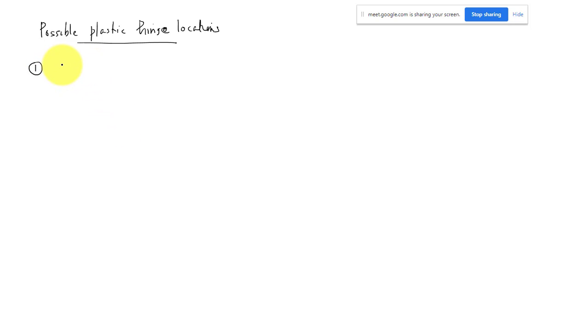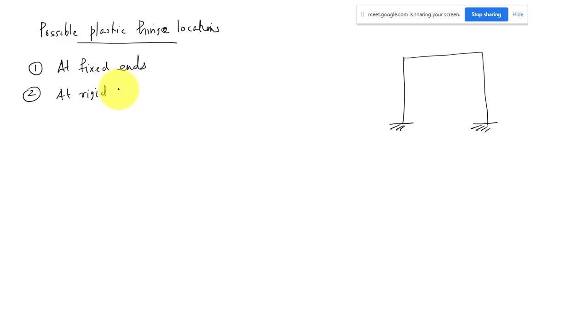Okay, and the first one is at the fixed end. At the fixed ends, because the fixed end always will have some moment, that may reach plastic. That is a possibility. Okay, so I can give you an example, like we have a frame. These ends are fixed. These ends are fixed. I will explain that. And the second one is at the rigid joint.